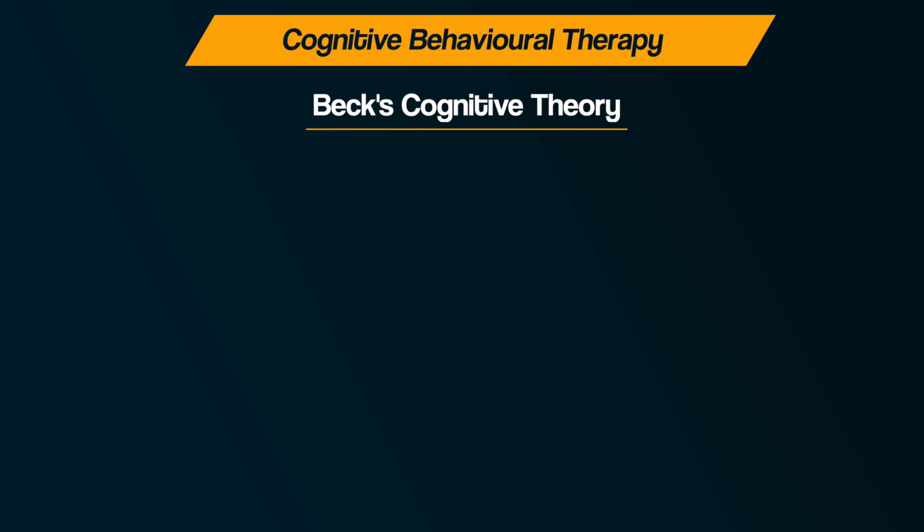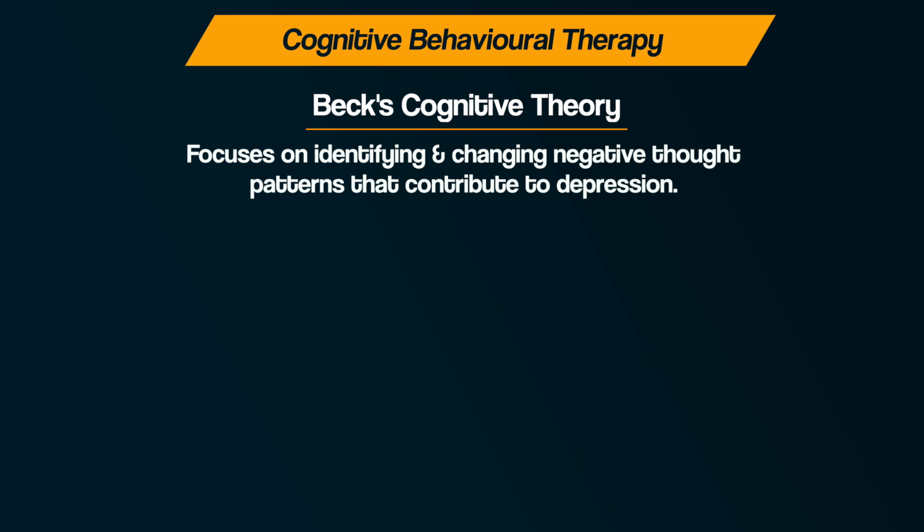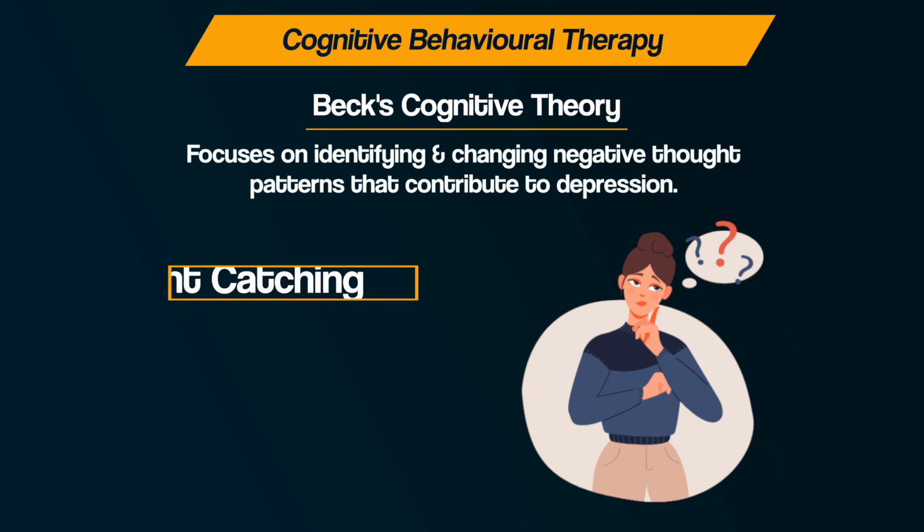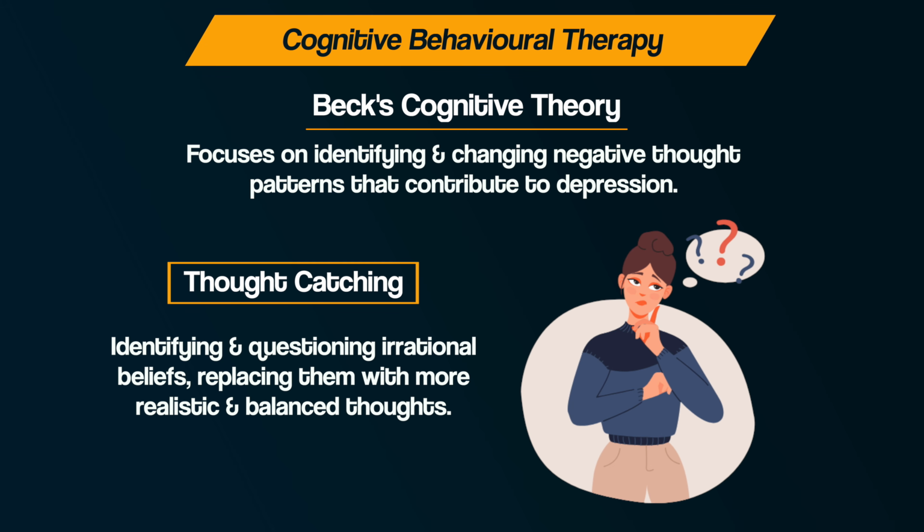Similarly to Ellis, cognitive behavioral therapy based on Beck's model focuses on identifying and changing negative thought patterns that contribute to depression. CBT helps individuals challenge and change these negative thought patterns through thought catching, identifying and questioning irrational beliefs, replacing them with more realistic and balanced thoughts.